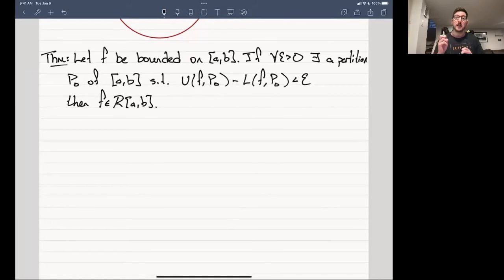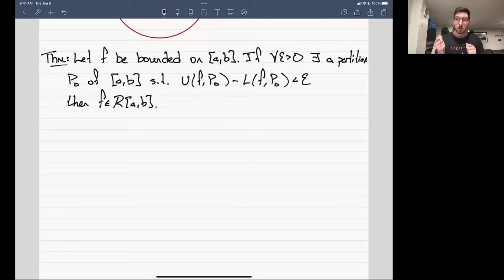So this is the real advent of this, right? Darboux's condition got rid of evaluation points, but it says that you have to do this in terms of a limit of the partitions. In this case, now you get to choose the partition to make it work. You don't have to make it work for every partition, just need to find one.